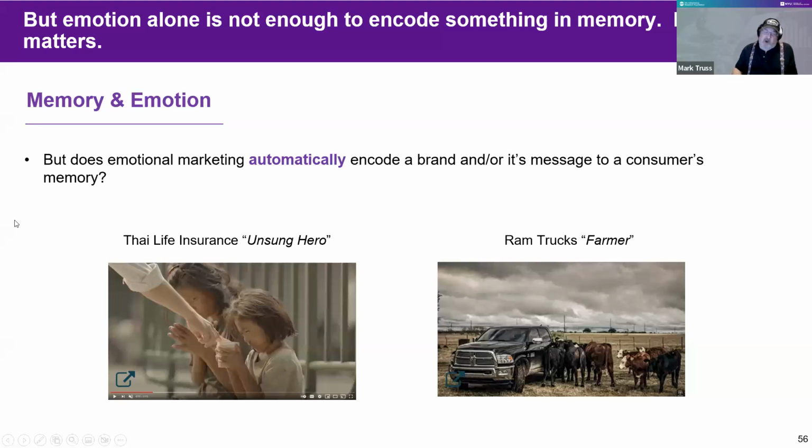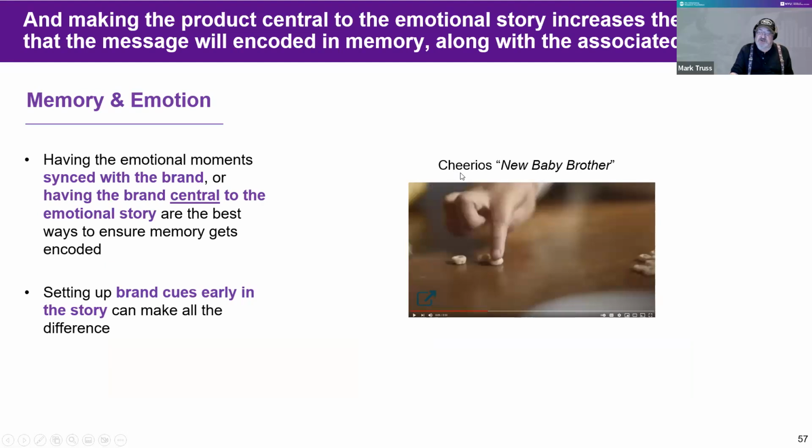But does emotional marketing automatically encode a brand or its message to a consumer's memory? Your assignment for this week actually is to watch these two and the next ad. So Thai Life Insurance, Unsung Hero, Ram Trucks Farmer. Both of these are pretty long films. And then Cheerios New Baby Brother, which I think is a 30-second spot.